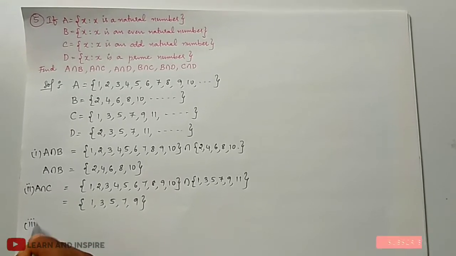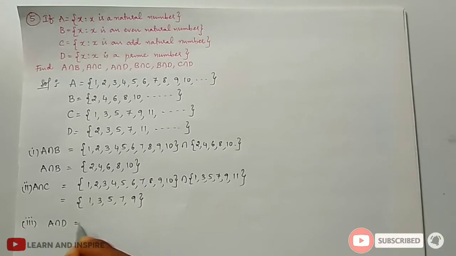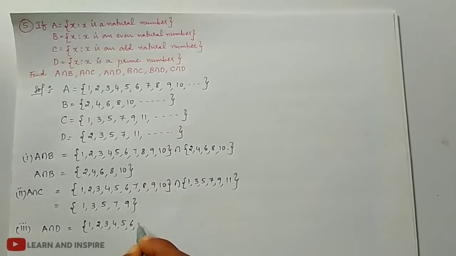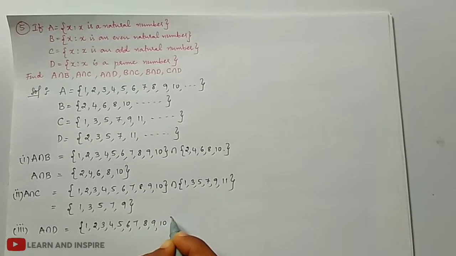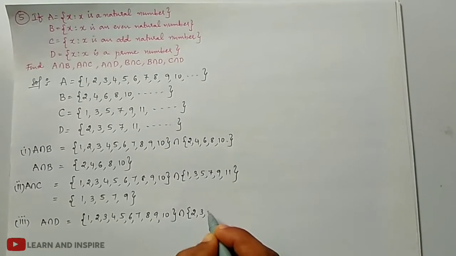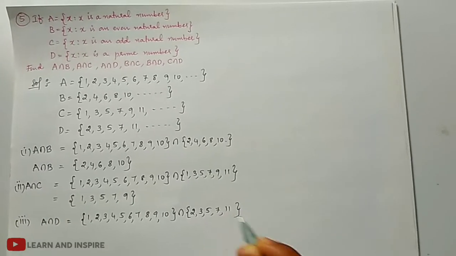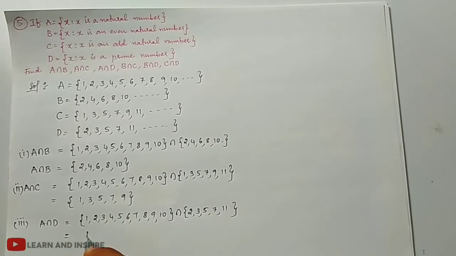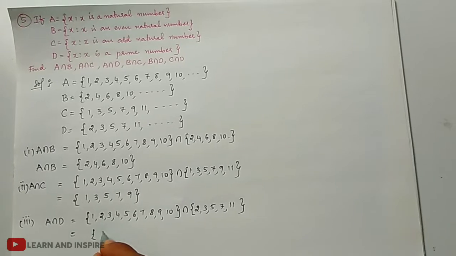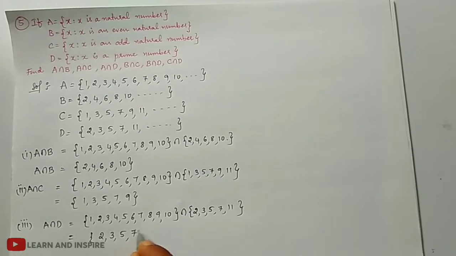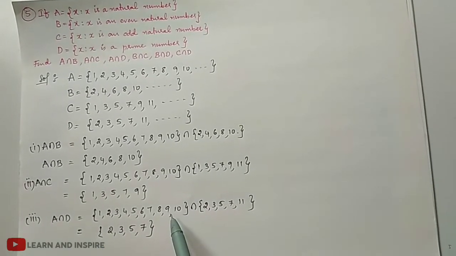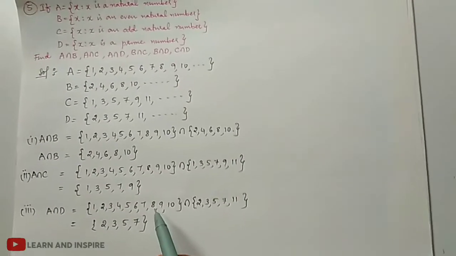And third one, we have to find A intersection D. We write set A elements 1, 2, 3, 4, 5, 6, 7, 8, 9, 10, intersection D. D is 2, 3, 5, 7, 11. What are the common elements in first and second set? 2, 3, 5, 7 are the common elements in first set and second set. 11 is not an element in the first set, so we cannot write that.